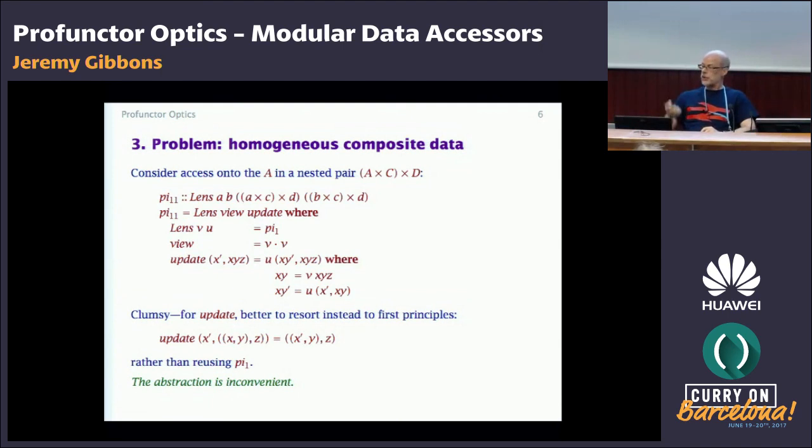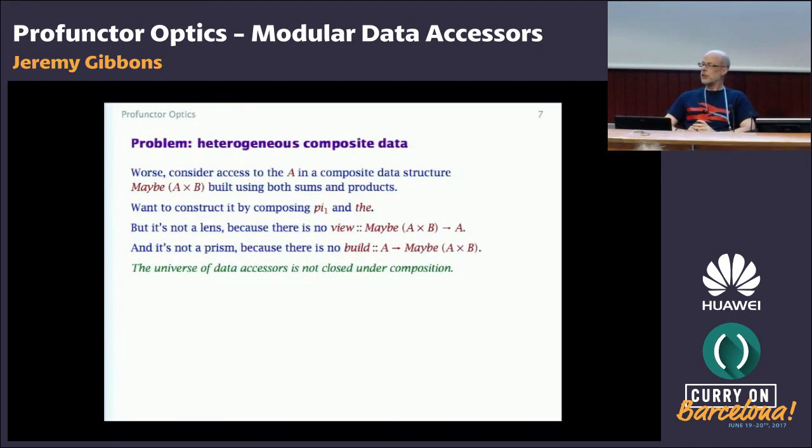So that's problem 1, homogeneous composition. Problem 2 is heterogeneous composition. Suppose I have an optional pair, an optional A B pair, and I want to act on the A in it. So there might be an A there, but there might not. If the optional pair is there, then there is an A in the left-hand component of the pair. But if the optional pair is missing, there's no A. So that means you can't define the view function. The view function would have to take an optional A cross B and always give you an A. And it can't fulfill that promise. You can't always get an A out of that. So there's no way of writing a view function, so there's no way of writing it as a lens.